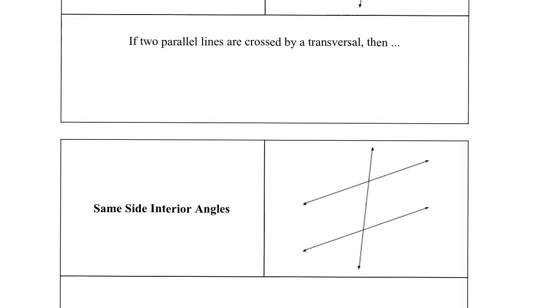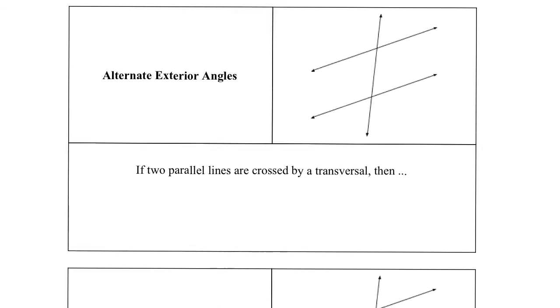Let me make this big so you can see it. All right, how about alternate exterior angles? Well, again, the word alternate tells us that we're going to be one angle on one side of the transversal and one angle on the other side of the transversal. But now we're in the exterior, which means we're outside of the parallel lines. And so we have this guy right here and that guy right there.